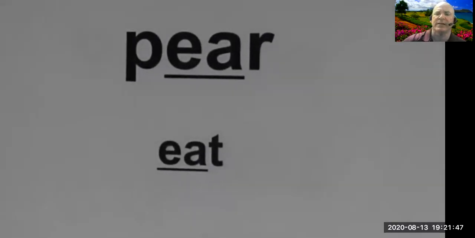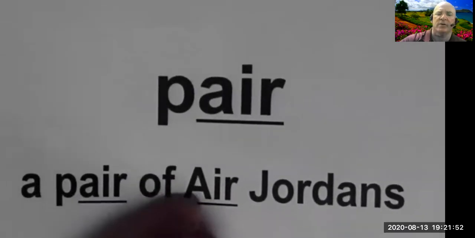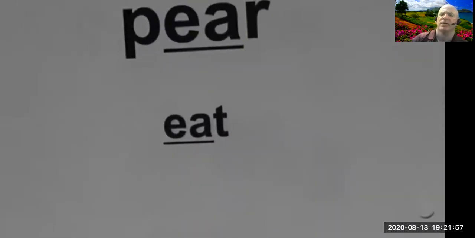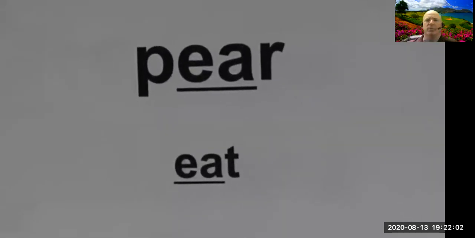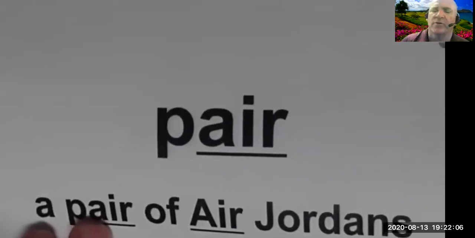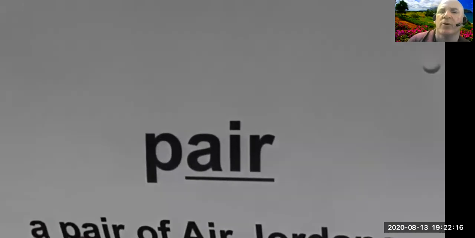Pair, as in E-A, eat, or pair, A-I-R, pair of Air Jordans, A-I-R. I'm not sure if I'm going to eat one pair, singular, or a pair of them. And so you can either draw my picture of a student trying to pick between one pair or a pair of them, meaning two, or you can come up with your own sentence and make your own picture using one of these, and that would be really cool too.